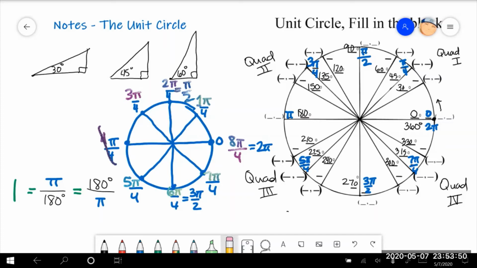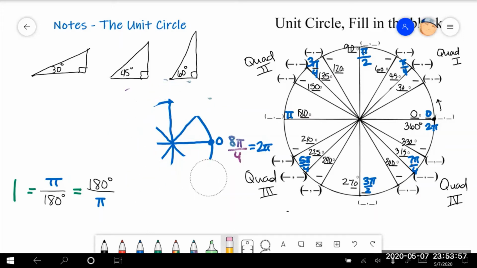Okay, so that's how we're dealing with the 45, 45, 90s. Let's look at the 30s.